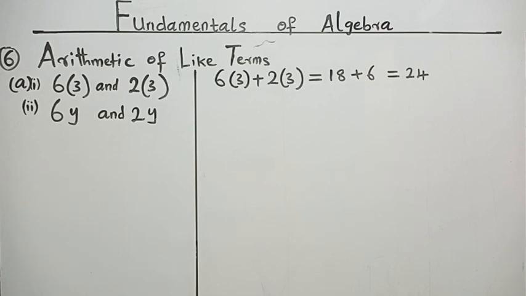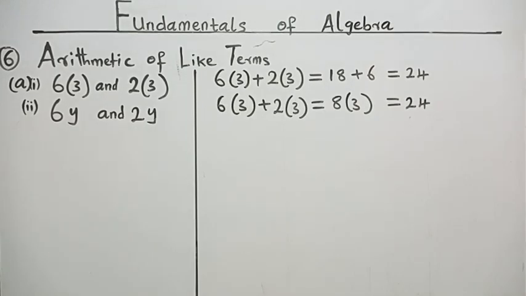Now, permit me to add these two differently. If I add this 6 bracket 3 to 2 bracket 3 in a different way, and I still get 24 as the answer, that one, if found consistent, will be found as an alternative method of adding the 2. Please follow me as I use a different method to get the same 24, apart from what I just did here. And here comes that alternative method of getting 24 from addition of 6 bracket 3 and 2 bracket 3.